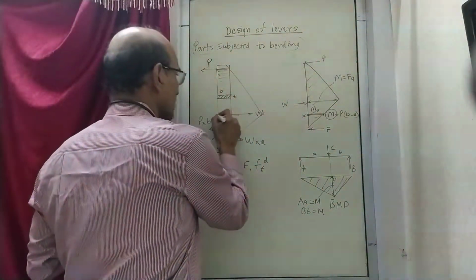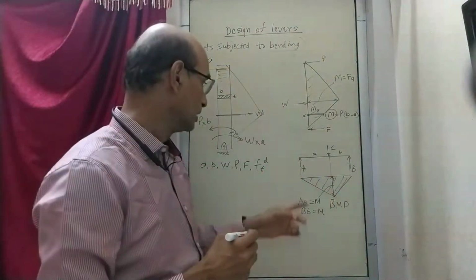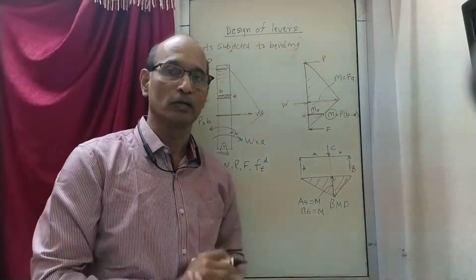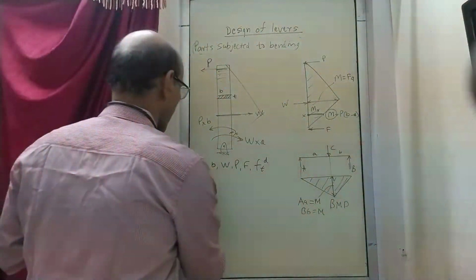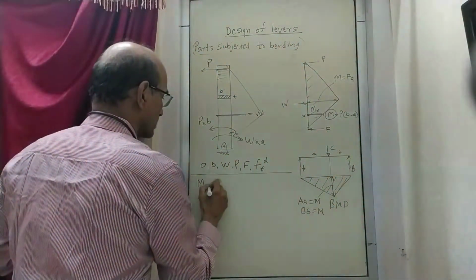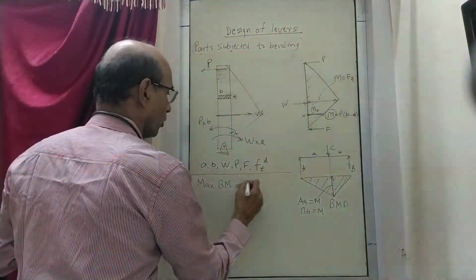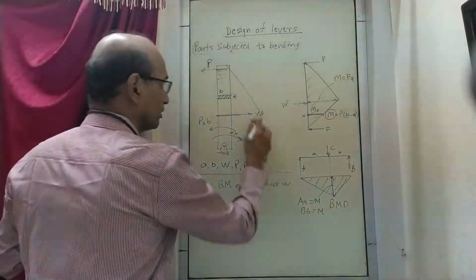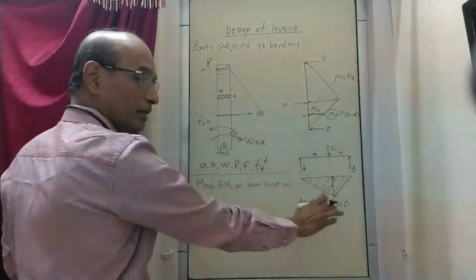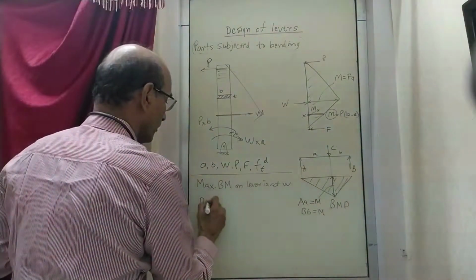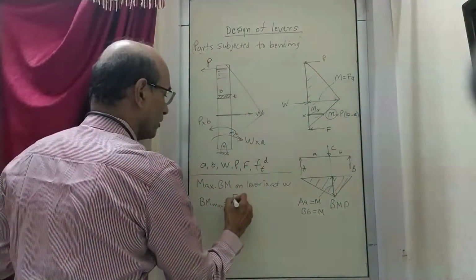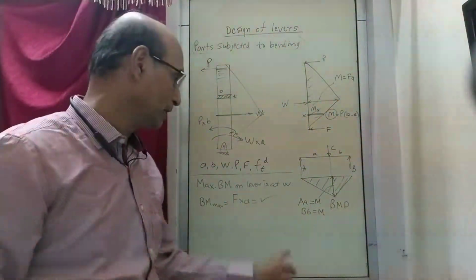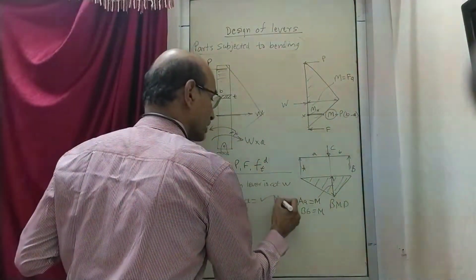So at this section the bending moment applied is maximum, and that is equal to F into A. So now you know what is acting on the lever. I'll write here: maximum bending moment on the lever is at point W. Where the load W is acting, at that place the bending moment is maximum. And how much is that? BM max is equal to F into A, and you know this value because you know F and A. So you know how much the bending moment is. What is the unit of bending moment? Newton, and then distance, meter or whatever.